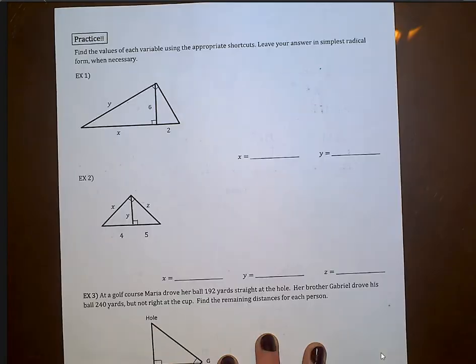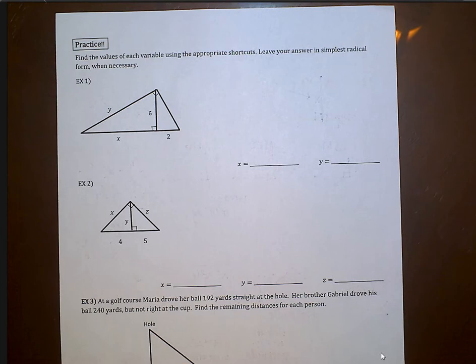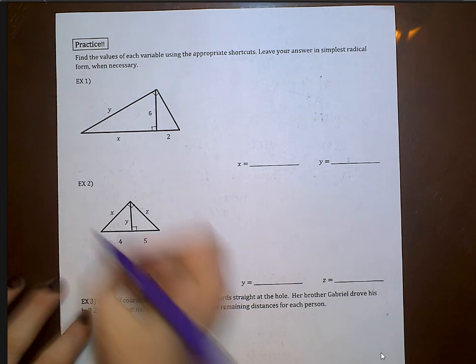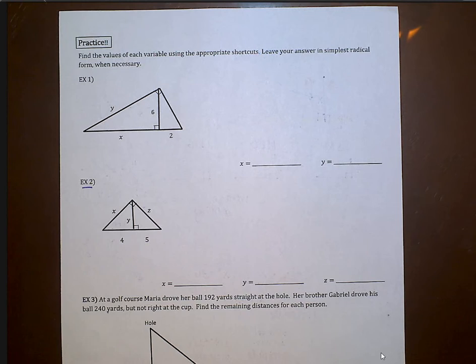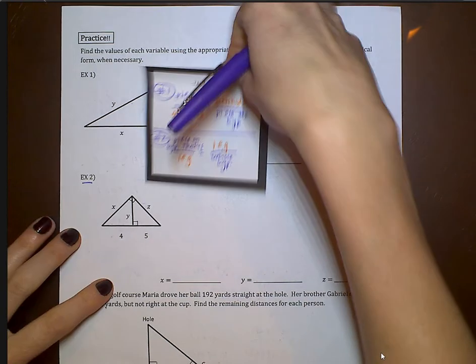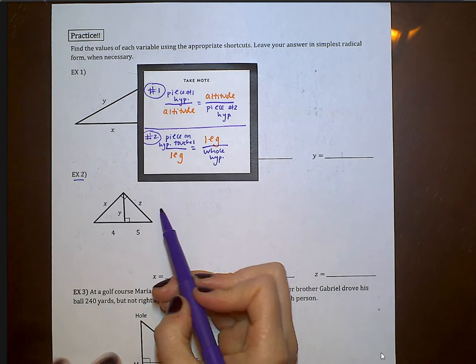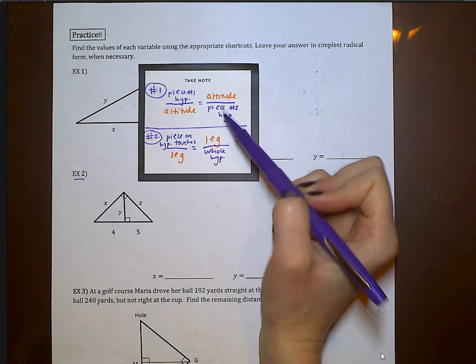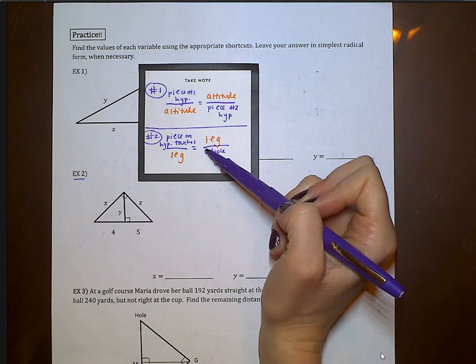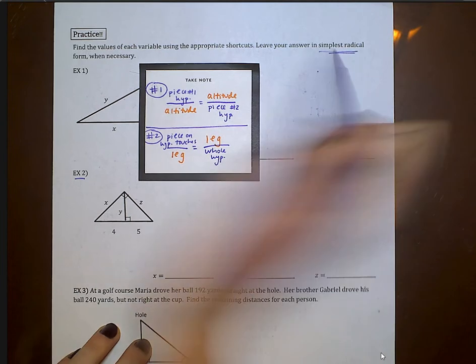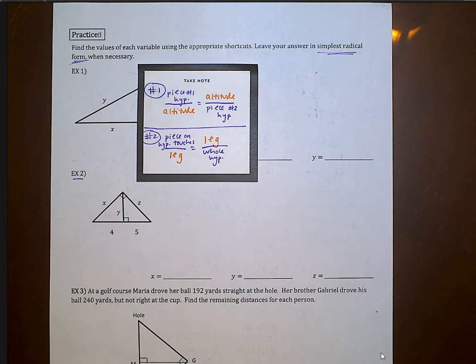Okay, let me show you a couple examples. I don't know, maybe I'll do all of them. We'll see how long it takes. Otherwise, we'll finish it up together as a group in class. I'm actually going to do example 2 first, just because it's a little bit more basic. So here are the shortcuts, just so I don't have to keep flipping back and forth. All I want to do is use the appropriate shortcut, either the altitude one or the leg one. Notice it says leave your answers in simplest radical form when that's necessary. If that comes up, I'll show you what that means.